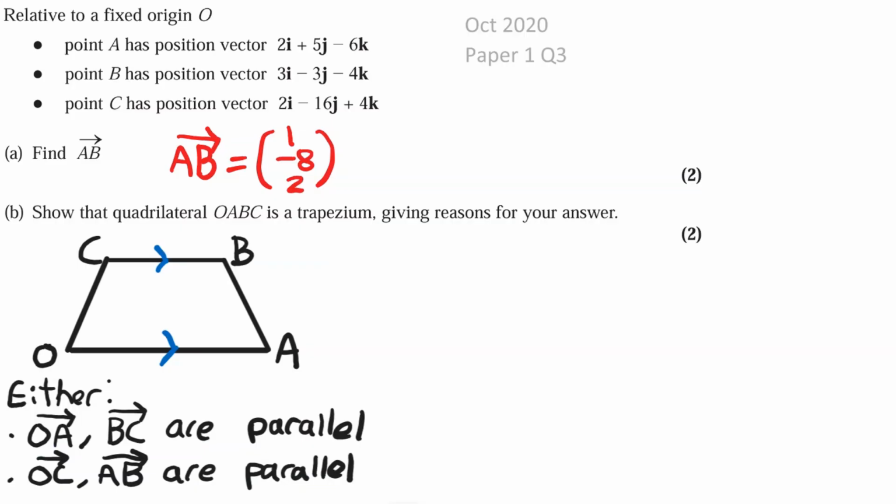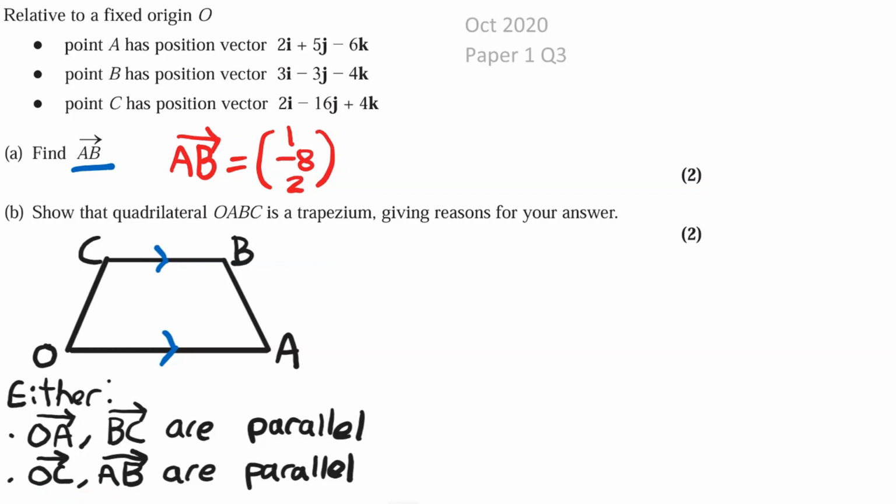Now, as in part A, we figured out the vector AB, and we know the vector OC, because it's the position vector here. We know both of these vectors, so let's start with this, as we don't at the moment actually know the vector BC. Okay, so we need to find if OC and AB are parallel to each other.